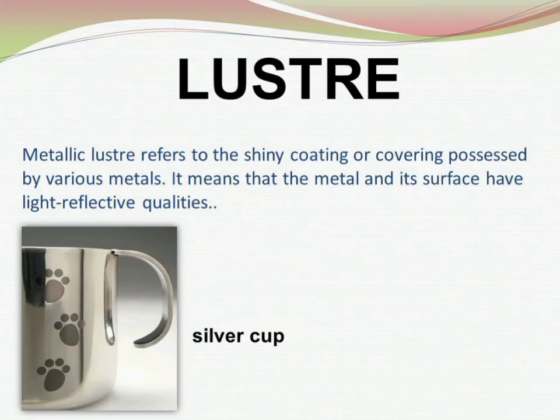This shiny appearance of metals is called metallic luster. Metallic luster refers to the shiny coating or covering possessed by various metals. It means that the metal's surface has light reflective qualities. For example, you can see a silver cup which is very shiny.